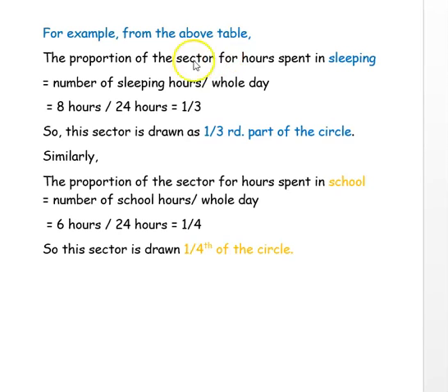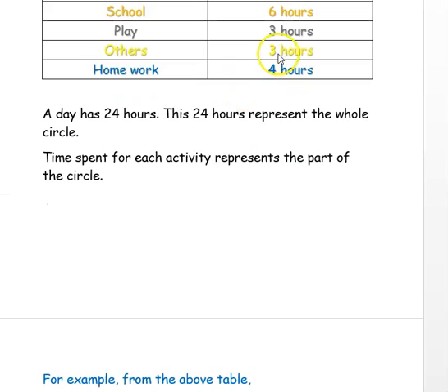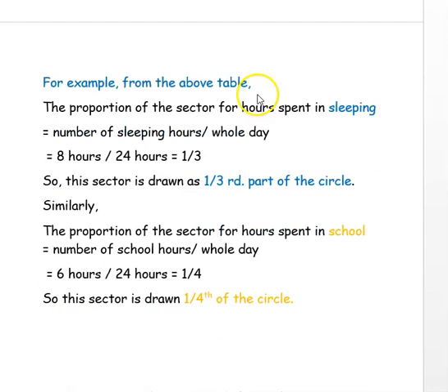So let's consider the above table. The proportion of the sector for hours spent in sleeping. In the given question, sleeping is for 8 hours. So number of sleeping hours divided by the whole day. The number of sleeping hours is 8 hours and the whole day has 24 hours. So 8 hours divided by 24 hours is 1 by 3. So this sector is drawn as 1/3 of the circle. First we draw a circle and split the circle into 1/3. That portion we allot for sleeping.